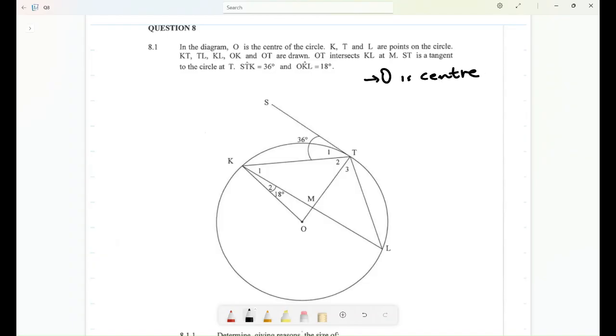The second one that is important, K, T, and L are points on the circumference of the circle. KT, TL, KL, OK, and OT are drawn. OT intersects. There is a difference between intersect and bisect. Intersect means if I'm having something like this, they just intersect. But bisect means this one cuts exactly in half. Okay, that is bisect. ST is a tangent.